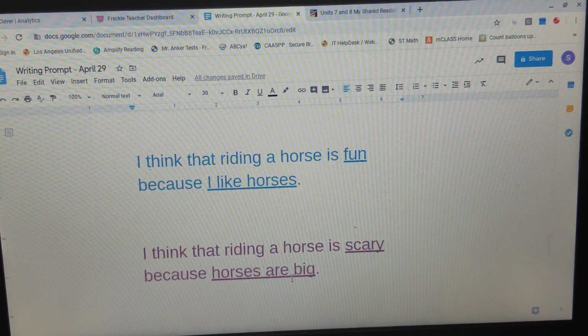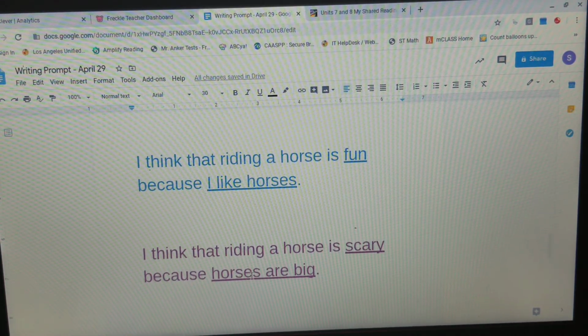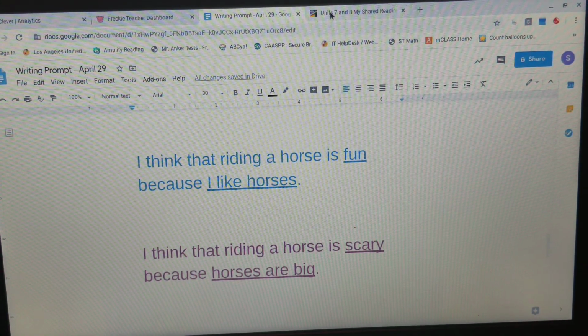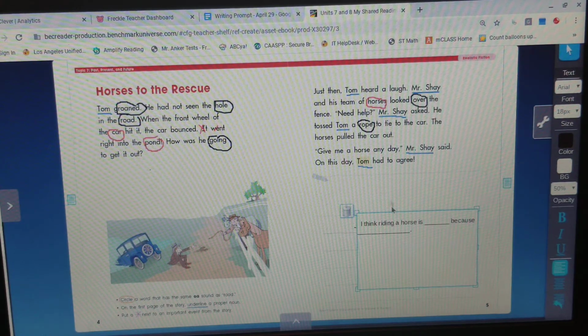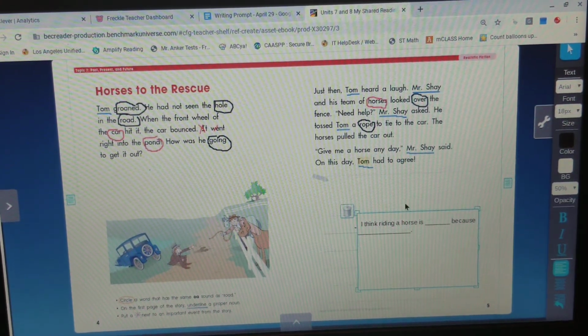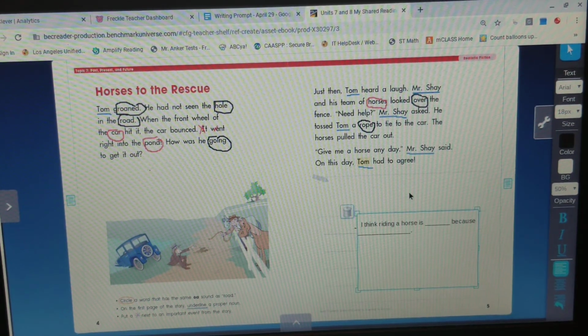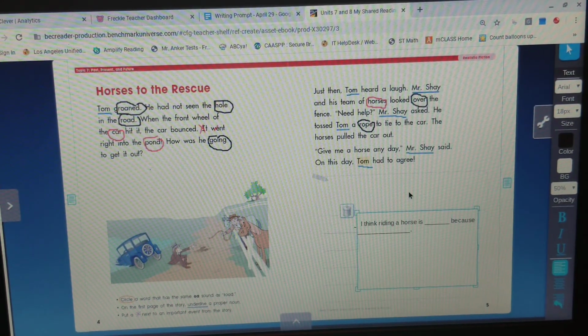I'm not asking you to use these two sentences. I want you to come up with your own and put that into your shared reading book. Yes, you do need to draw a picture and illustrate what you're writing. I'd like to thank those of you that are sending me pictures of your work.